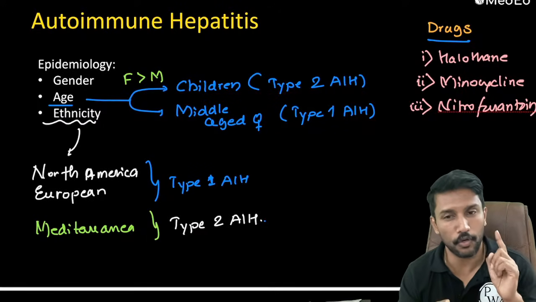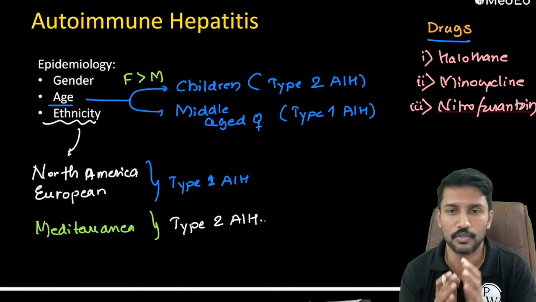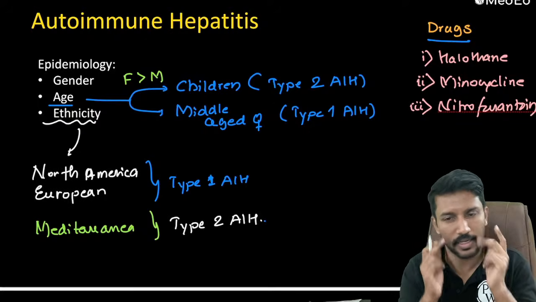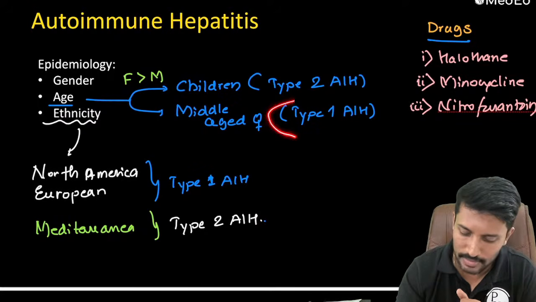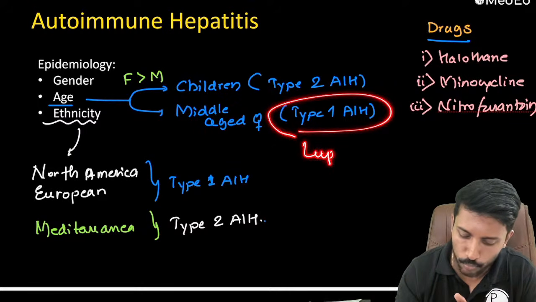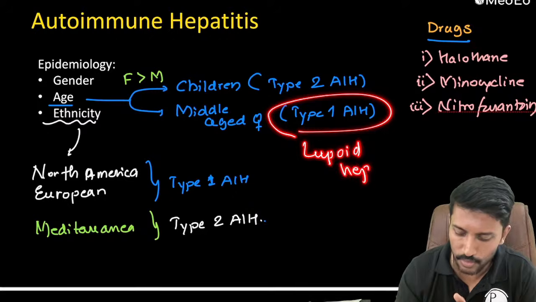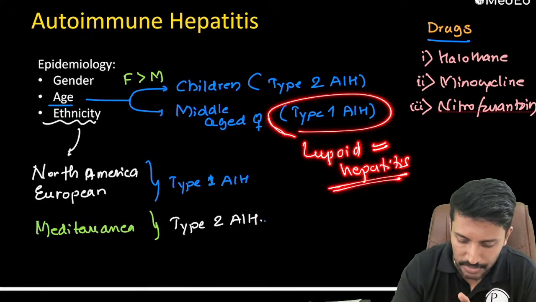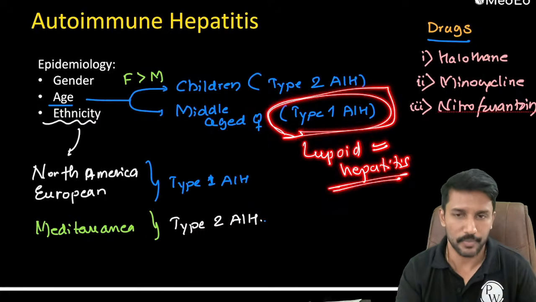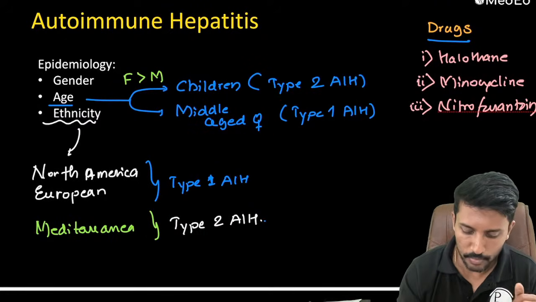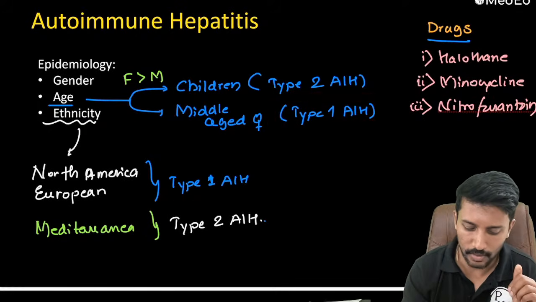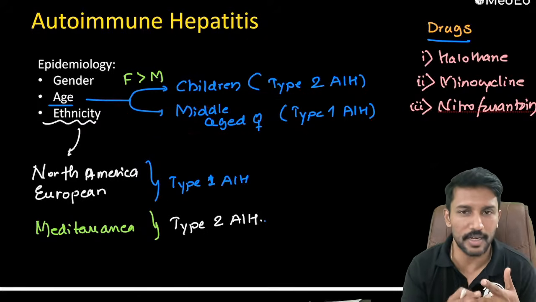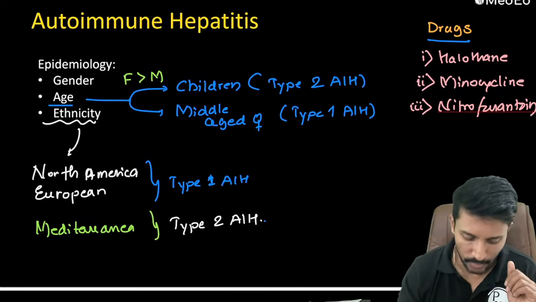And whenever we think of autoimmune disorder in middle-aged women, what disease comes to our mind? A patient with malar rash and female, right? So type 1 is also called lupoid hepatitis. Why is it called lupoid hepatitis? Because these patients are often cases of SLE, right? SLE patients tend to develop type 1 autoimmune hepatitis. That's why all the factors match here, right? A middle-aged woman, female.